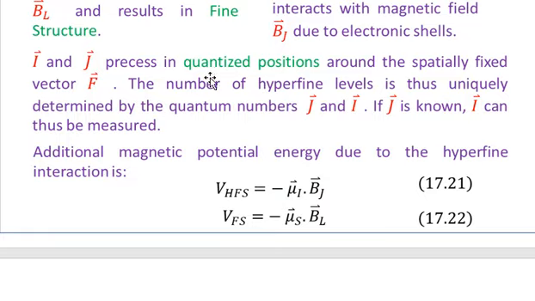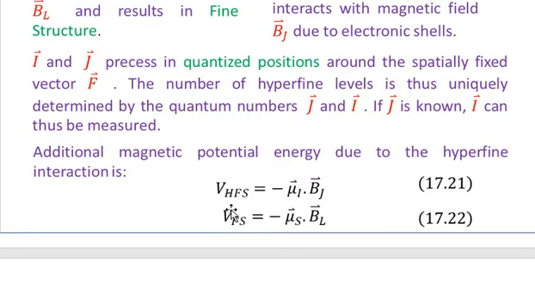I and j precess in quantized positions around the spatially fixed vector F. The number of hyperfine levels is thus uniquely determined by the quantum numbers j and I. If j is known, I can thus be measured from the spectra. Additional magnetic potential energy due to the hyperfine interaction is given here. So I am going to give you the magnetic potential energy in the case of hyperfine structure shown in equation number 21, and in case of the fine structure shown in equation number 22.